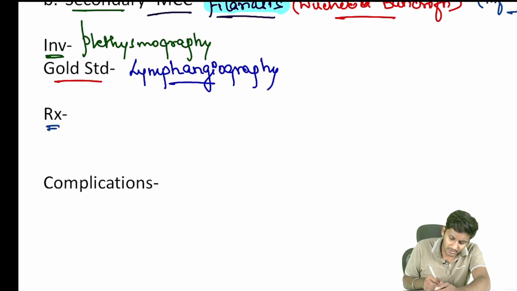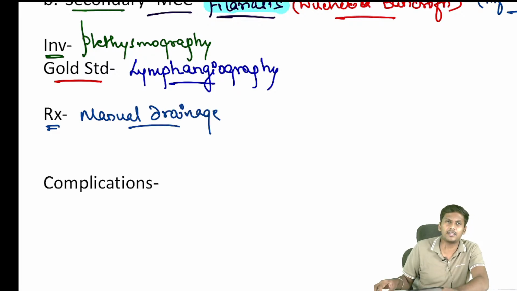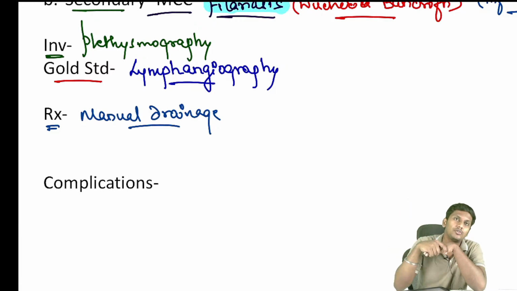Treatment is nothing but manual drainage. Now what is manual drainage? How do we drain by ourselves? By massage. So you have to do a lot of massage and physiotherapy. With the help of that, definitely you are going to reduce this lymphedema, or you are going to reduce the swelling. So that has to be done.